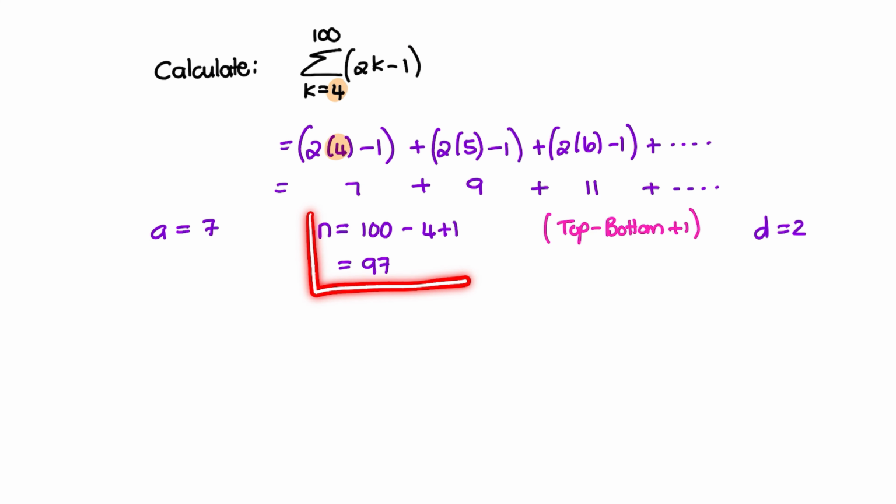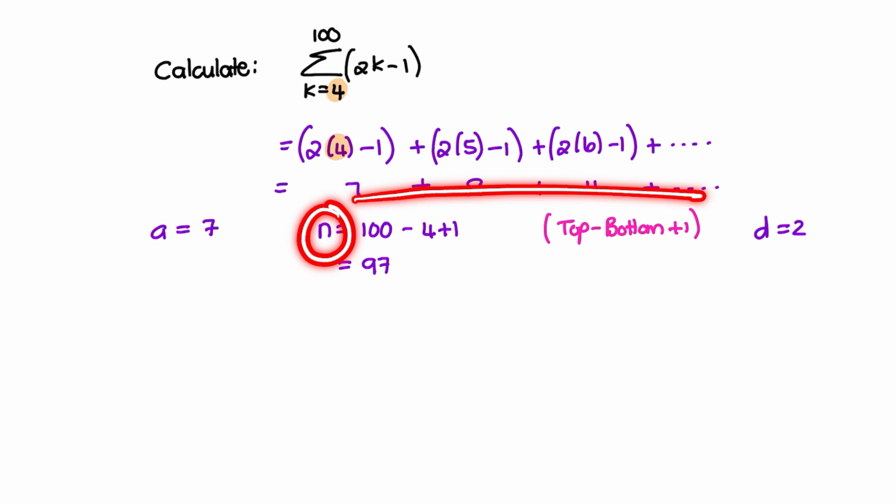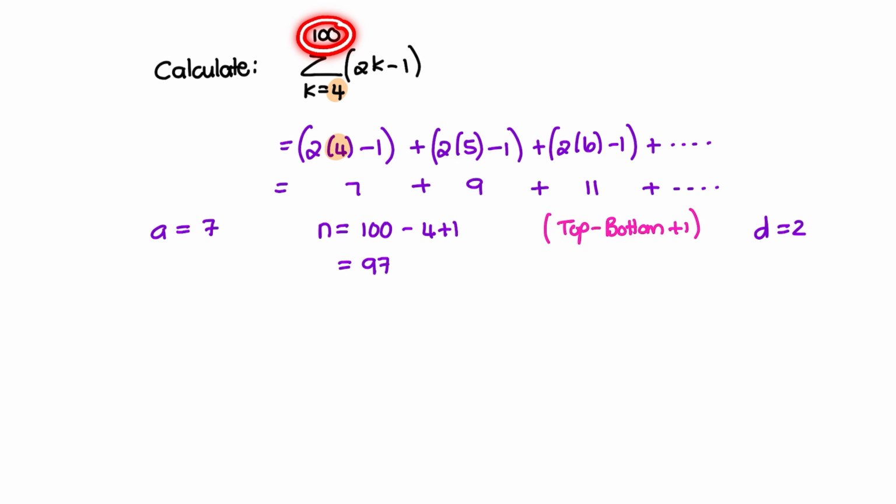Now the next thing, before we can use our Sn formula, is to find the number of terms in this series. And how we do that is we take the top value of our sigma expression minus the bottom limit plus 1. So sometimes students forget to add the 1. So we have 100 minus 4, which is 96, plus 1. So there are 97 terms in this series.